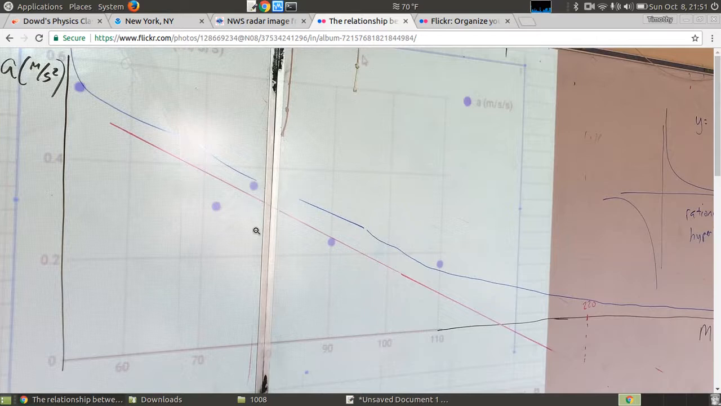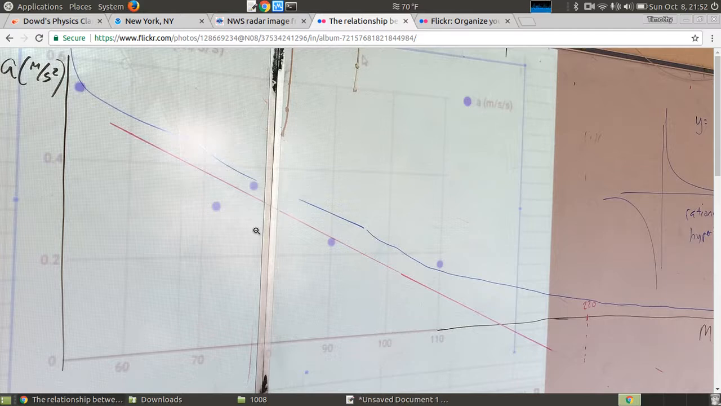So here's our data for acceleration versus mass for one of the classes in the 2017-2018 school year. And you can see that both a line, which I drew in pink, and a curve actually could be described to fit the data pretty well. There's nothing that makes this obviously nonlinear.